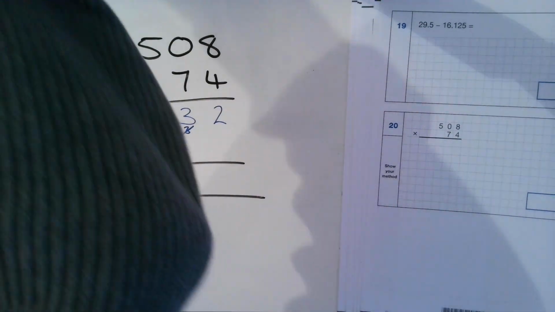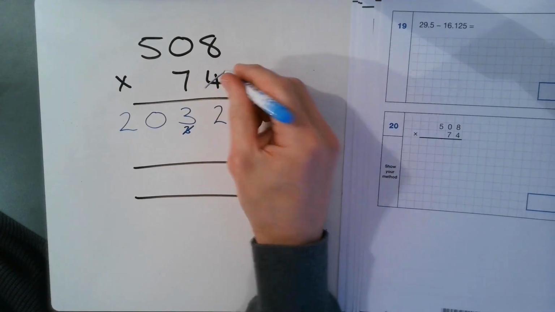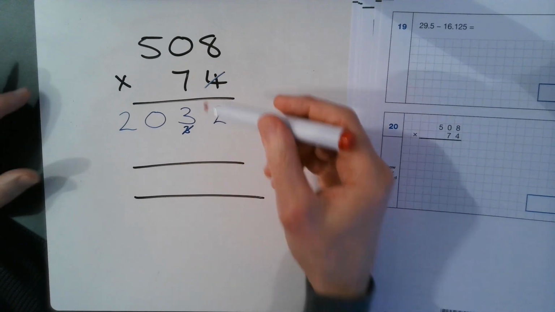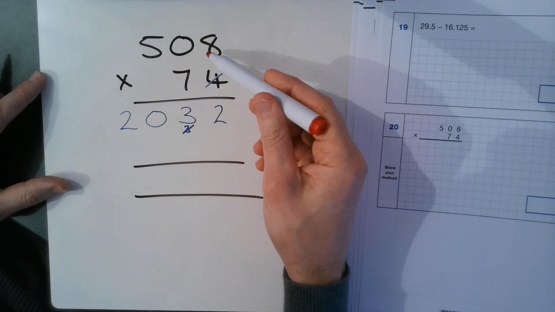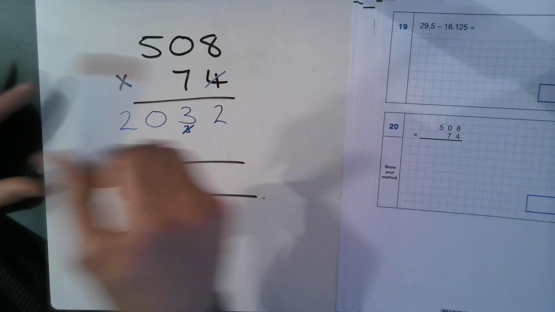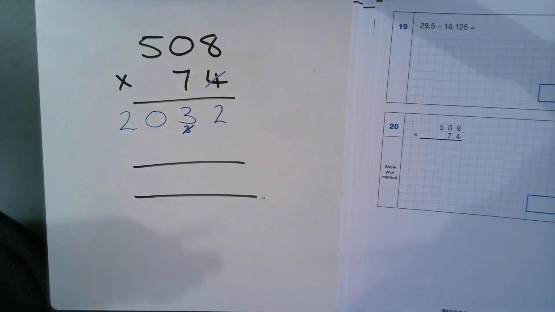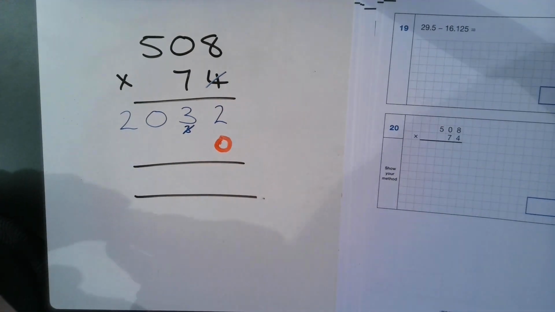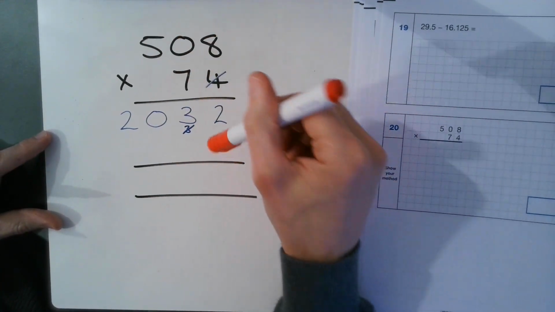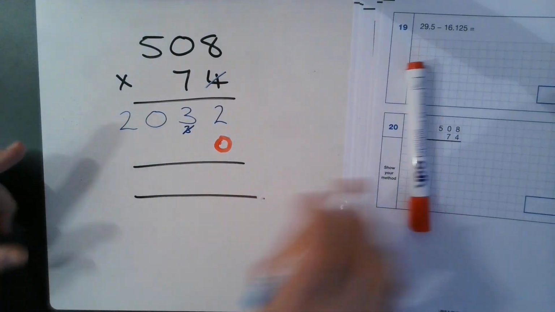And now we're going to the next row. So we've done the 4, so let me cross out that 4. We finished with that, and now we're not doing 7 lots of 508, we're doing 70 lots of 508. So what we're going to do straight away is put, I've got another red pen over here, hopefully that'll work. Yeah, so I'm going to put that 0 there. So because we're doing 70 lots of 508, I'm going to put a 0 there. And now we can just think of it as 7 times 508.